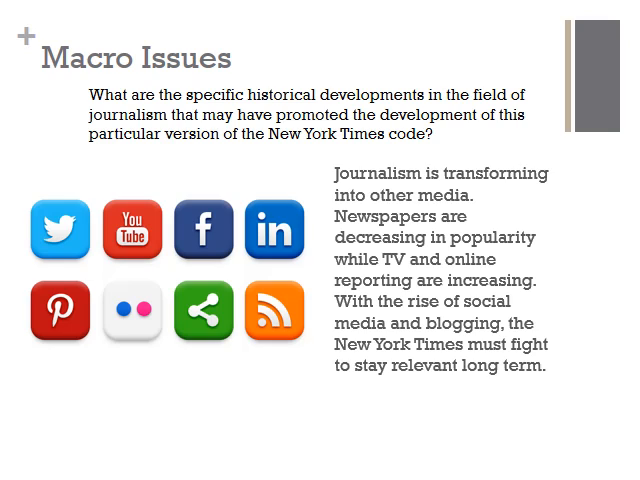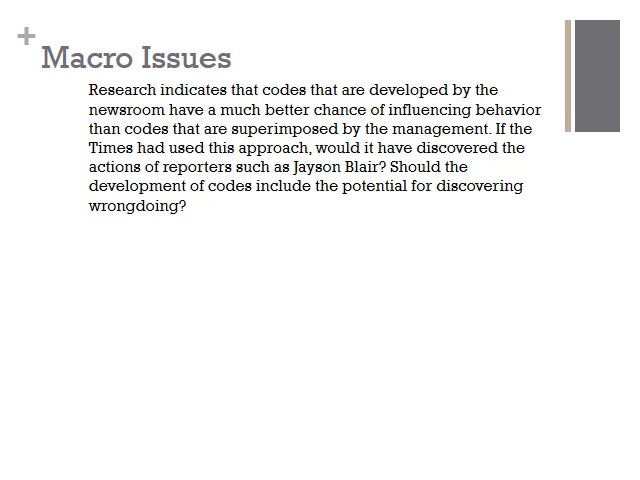The Times created this code because journalism is transforming into other media. Newspapers are decreasing in popularity while TV and online reporting are increasing. With the rise of social media and blogging, the New York Times must fight to stay relevant long term. This would be difficult with their journalists losing credibility because of conflict of interest or inaccuracy, or even working for other news outlets. Because if they start losing their journalists to the social media or blog sphere, then the paper would have to stop.